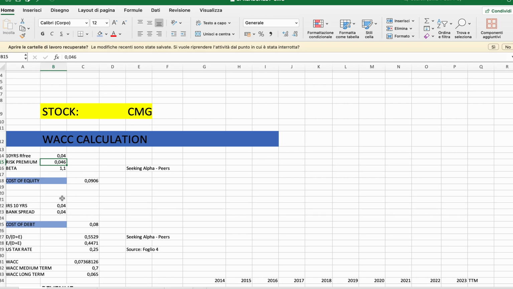Then we have the cost of debt. I've put a fairly high spread because it has a relatively high debt to equity ratio, so I wanted to take into account the risk that Chipotle could face in case it would not be able to deliver as it should. In good times, this is a really good strategy to lower the cost of capital, but in bad times it could turn out to be not ideal. So yeah, you have to take into consideration the risk of that in bad times.